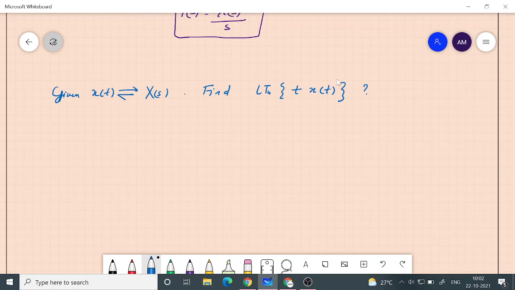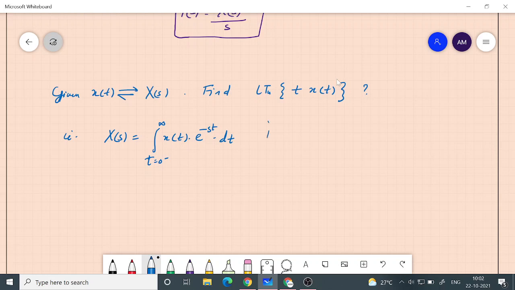So one way is you just start from what is given to us. What is given to us is X of s is equal to the integral of x of t, t going from 0 minus to infinity, e raised to minus st dt. This is what is given to us. That's by definition of X of s. That is how we find the Laplace transform of x of t.